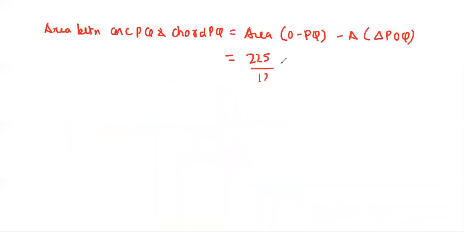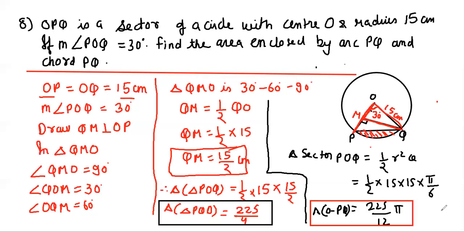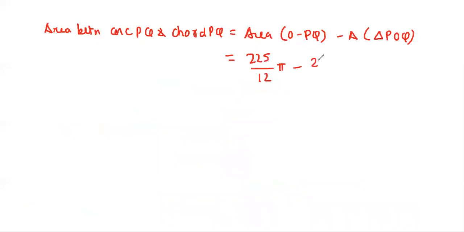225 upon 12 pi minus what is the area of triangle POQ? That is 225 upon 4. So what I would do is take 225 upon 4 outside, and I would write 1 upon 3 pi. Now why this 1 upon 3 pi? Because if I took out this 225, and I've taken out that 4 outside, 4 threes are 12. So I'm getting 1 upon 3 pi minus 225 upon 4. This entire thing got out.